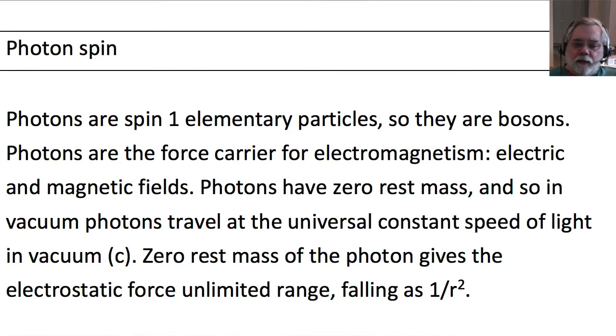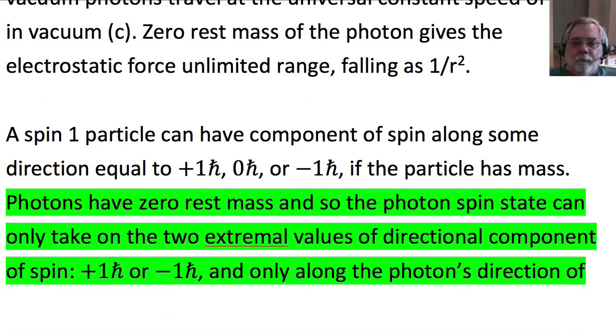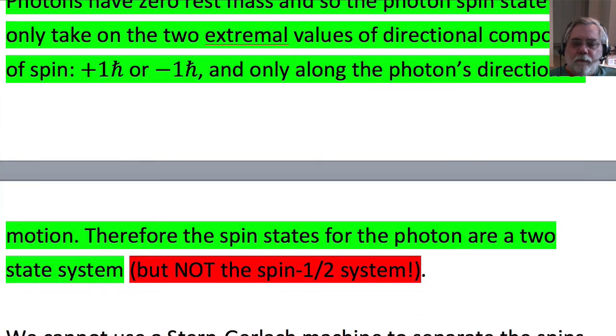The zero rest mass of the photon gives the electrostatic force unlimited range, falling as 1 over r squared. A spin 1 particle can have component of spin along some direction equal to plus 1 h bar, 0 h bar, or minus 1 h bar if the particle has mass. But photons have zero rest mass, and so the photon spin state can only take on the two extremal values of directional component of spin, plus 1 h bar or minus 1 h bar, and then only along the photon's direction of motion. Therefore, the spin states for the photon are a two-state system, but they are not the spin 1/2 system.